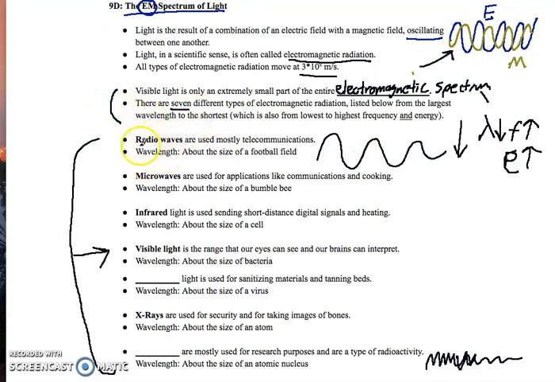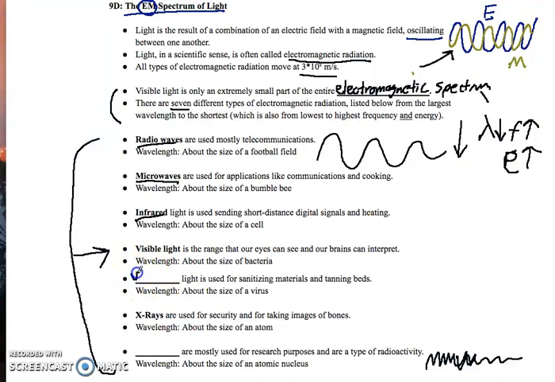Radio waves are mostly used in telecommunications. Their wavelength is about the size of a football field. Microwaves are used in communications and cooking, like a microwave oven. Their wavelength is about the size of a bumblebee. Infrared light is used for sending short distance signals, like remote controls, and for heating. Its wavelength is about the size of a cell. Visible light is what we normally see. That's how we see stuff. The wavelength is about the size of bacteria.